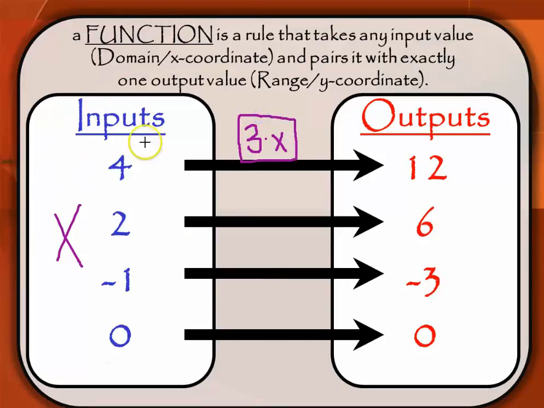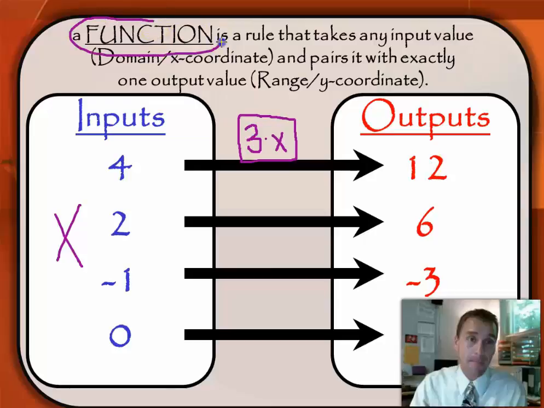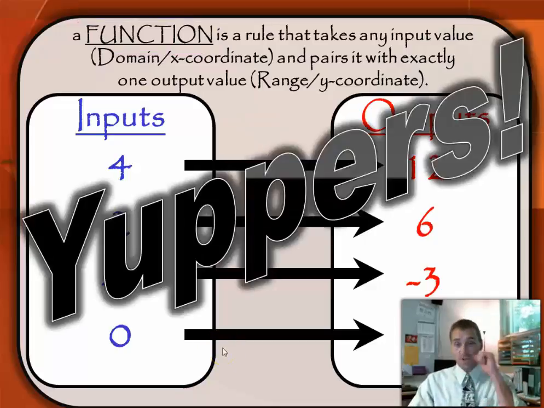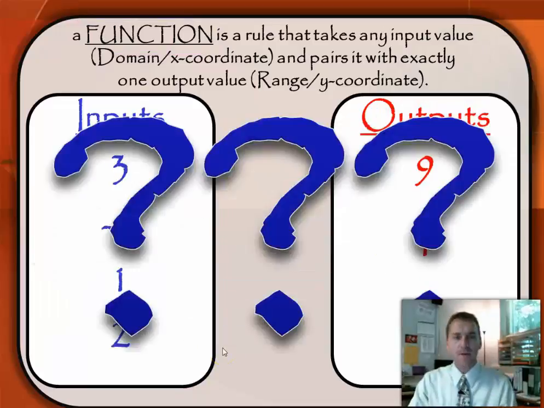So my domain is anything here that I can put in. My range is what it gives me out, legitimately. Okay? But here's the scoop. As you see, each input value is being paired with exactly one output value. That is absolutely a function. So that is a very, very good function. Yippers, it absolutely is. How about this one?